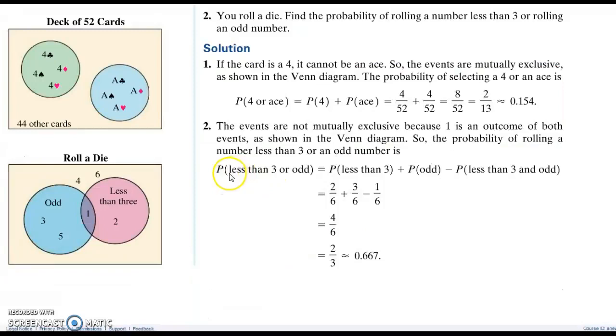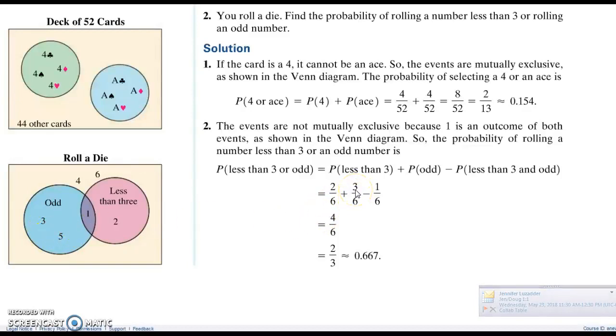So let's say you're playing a dice game and you're going to win if you roll something less than 3 or odd. Some weird game, but that's how you win. You have to roll a less than 3 or an odd and you're going to be the winner. So let's add those probabilities together. What's the probability of rolling something less than 3? That's either getting a 2 or a 1. So you have a 2/6 chance of that. What's the probability of getting an odd number? Well, that's a 1, a 3, or a 5. So that's 3 out of 6.